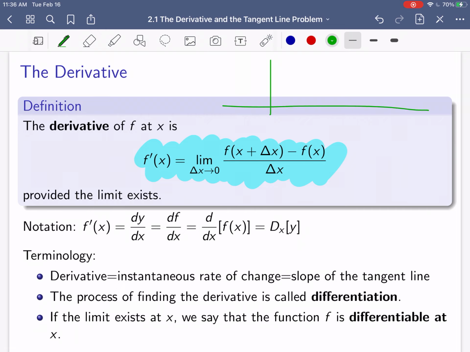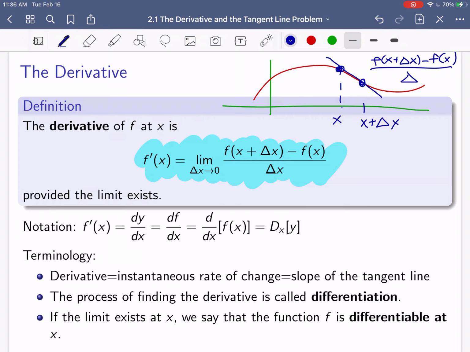Right? So remember, if we have 2 points, we have this curve, and our first point is x, and it has a function value of f of x. And we have our second value as x plus delta x as an x value. And the slope between these 2 points, change in y, is f of x plus delta x minus f of x over x plus delta x minus x. And so the x's would cancel, and we're just left with the change in x on bottom, delta x.